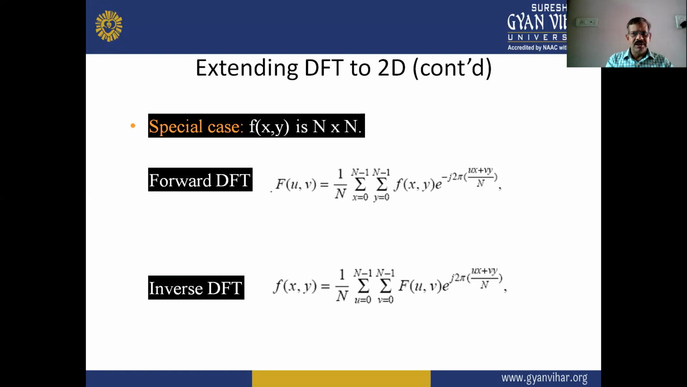And there are some special cases here in which f(x,y) is n by n. So these are the two examples: the first one is the forward DFT and the second one is the inverse DFT.